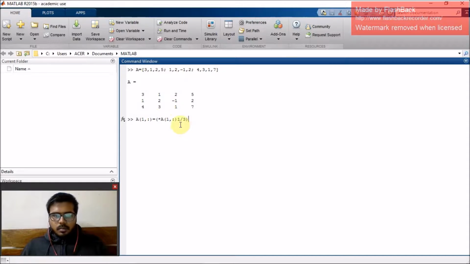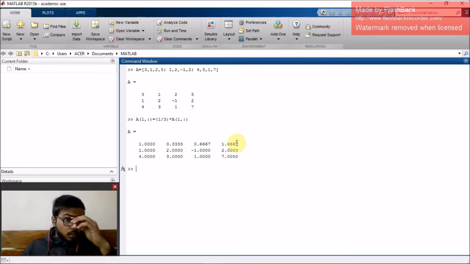Executing this command would give us the first row multiplied by 1 by 3, that is 3 by 3, 1 by 3, 1 by 3, which is this, and all the other values. Now for the next part, I need all the elements below 1 to be 0. That is how a reduced row form works.